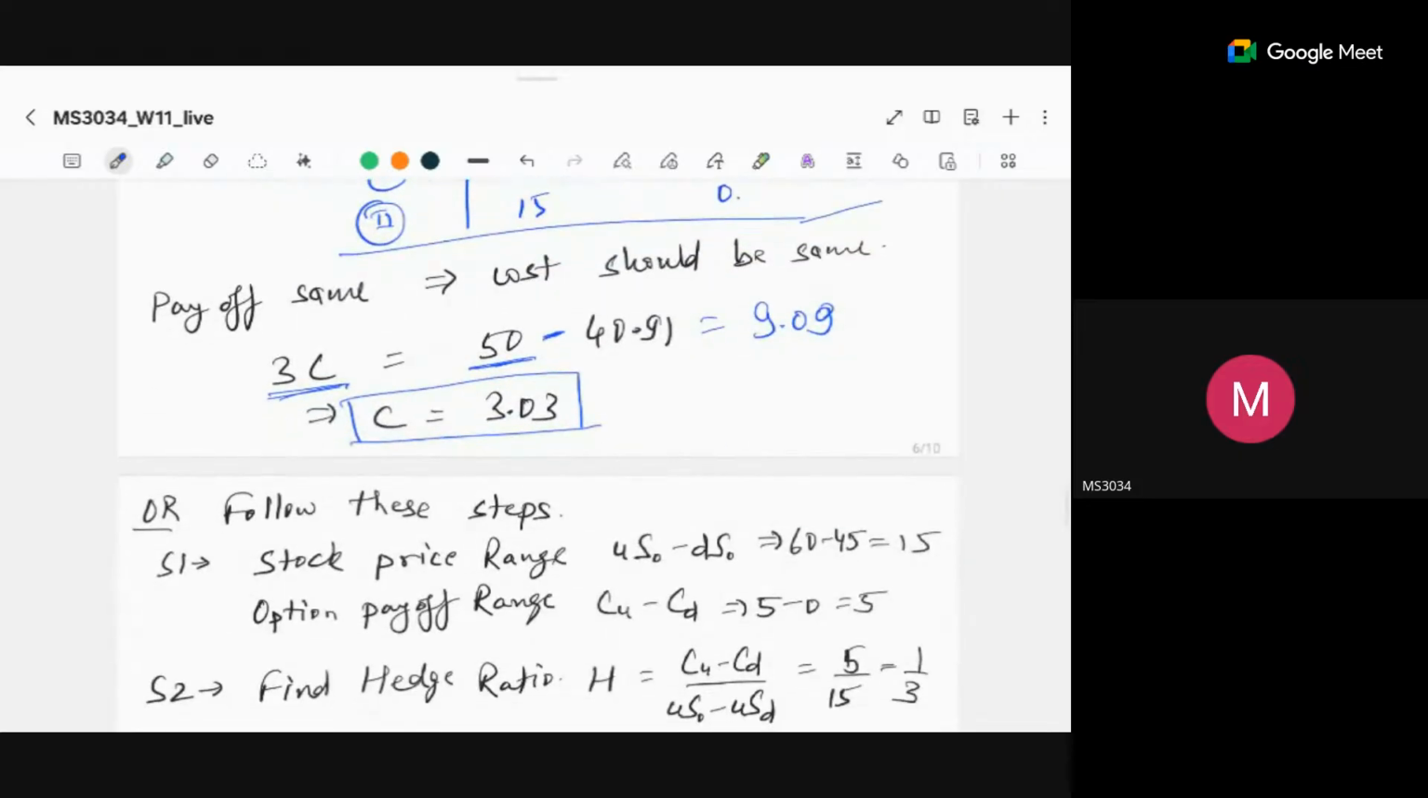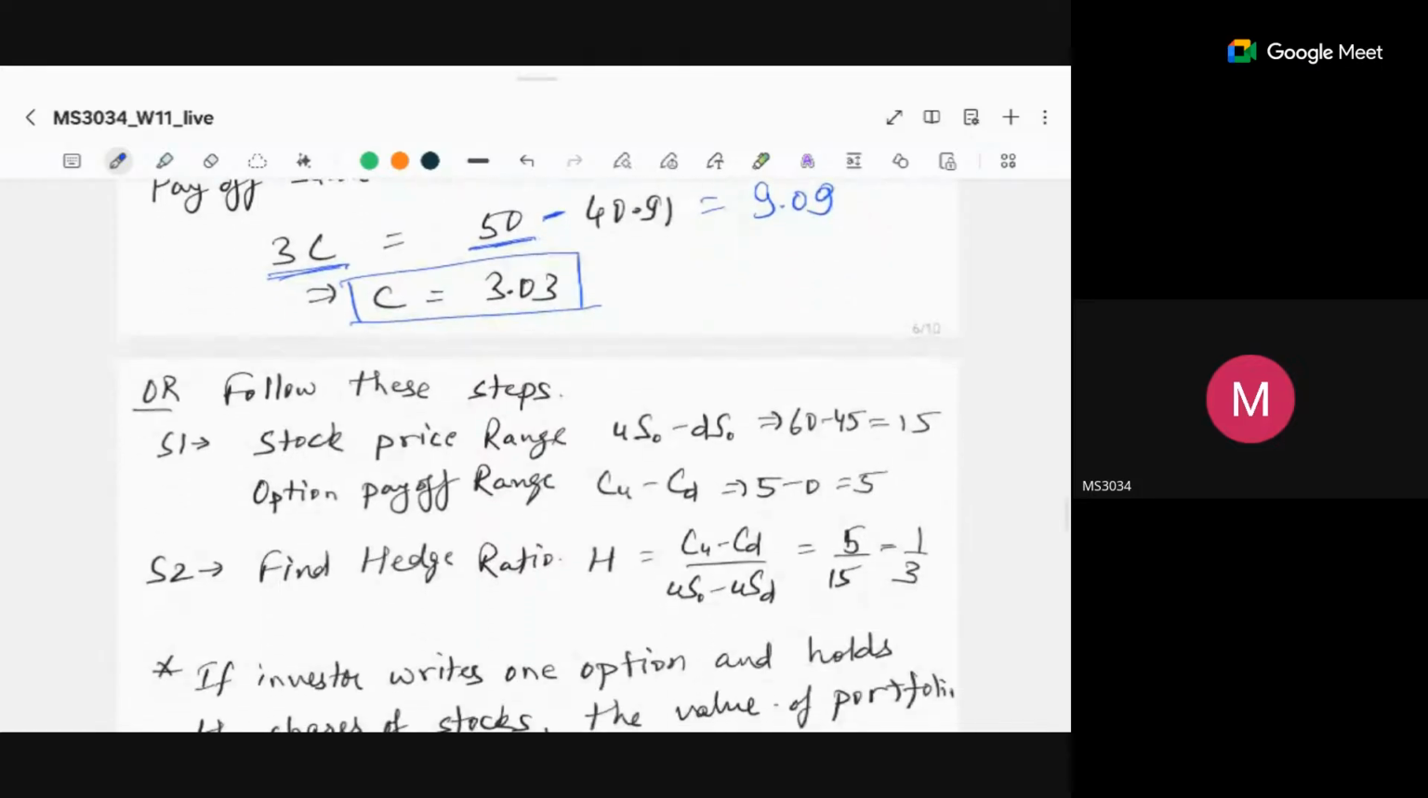The other way is the well-behaved method the professor has given you in class. You just follow those steps and you will be able to solve for the call option price. First, you need two ranges: one is the stock price range and one is the option payoff range. The stock price range is, in the next period, what is the range of my stock prices. My stock price either goes to 60 or goes to 45, so the range is 15 rupees.